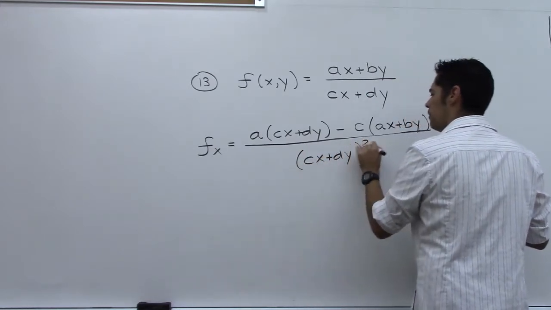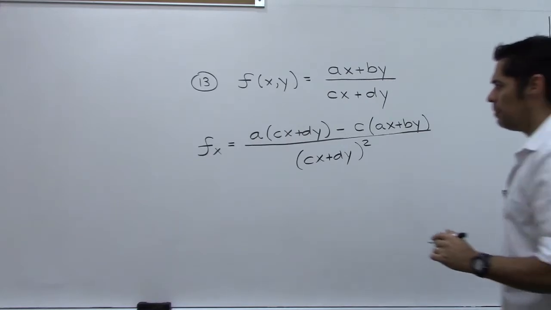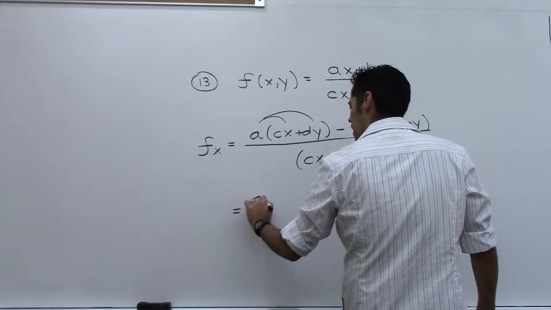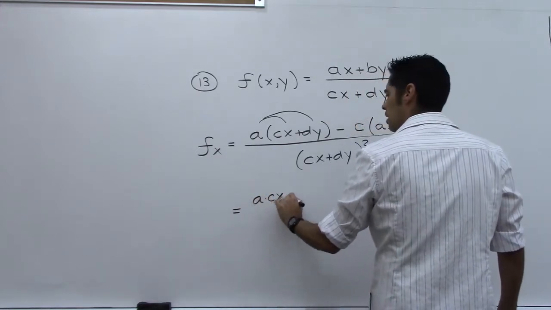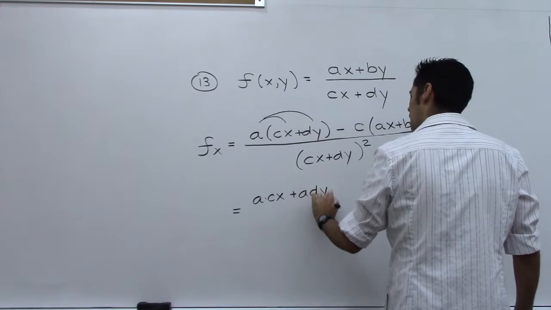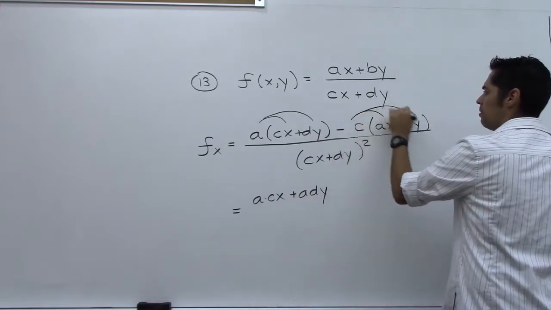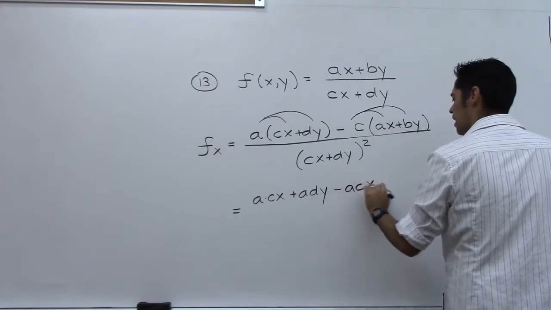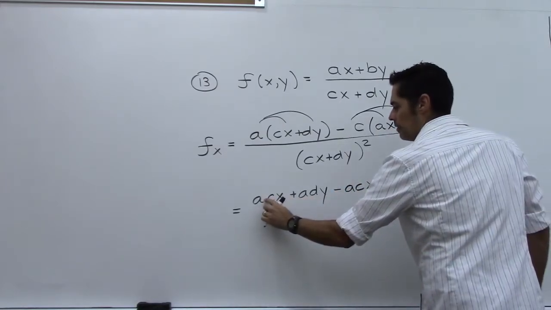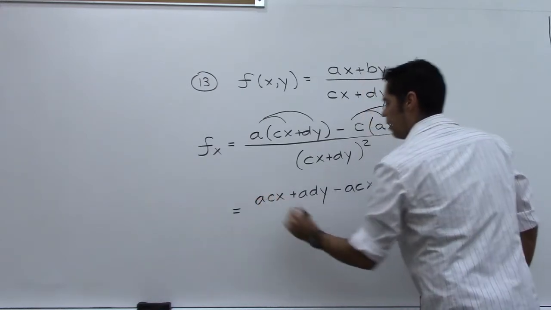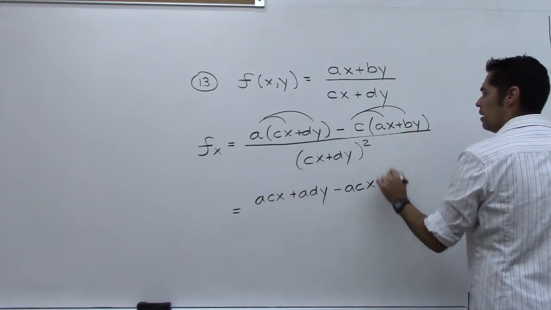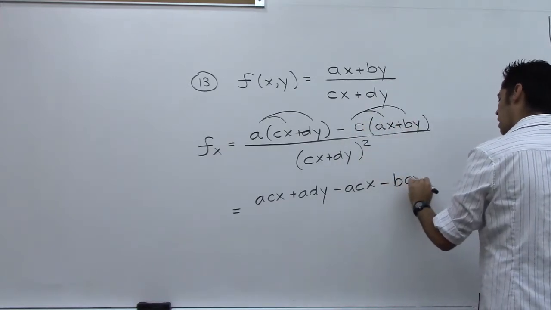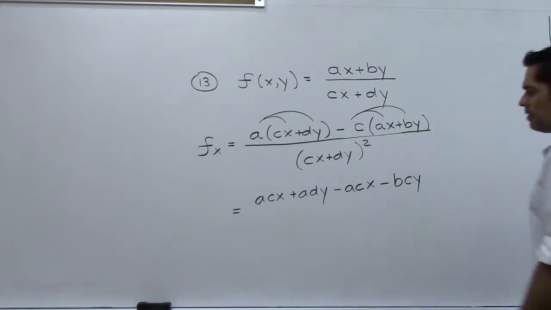squared. And then we can try to clean this up a little bit. I'll distribute my a through here, so a times cx plus a dy, and then distribute a negative c through here. So minus c times a times x is the same as a c x. I don't really need that dot there. A c x, and then over here negative c times b times y. I'm going to put b c y. That, and then all over the bottom squared.